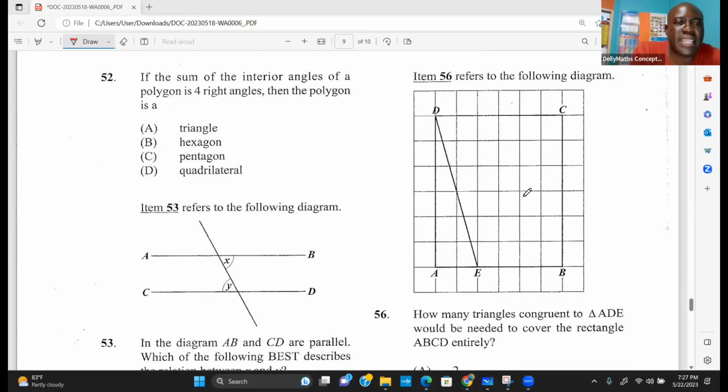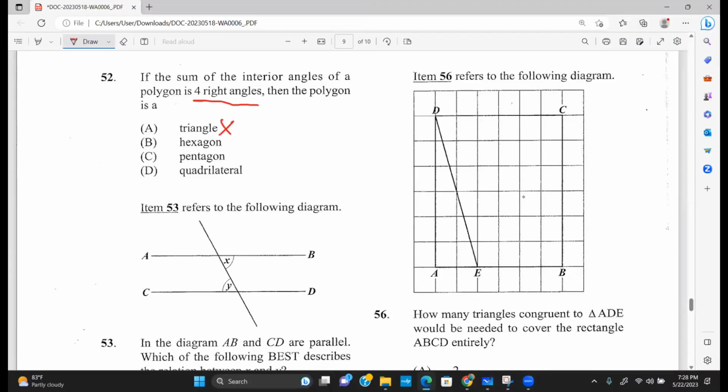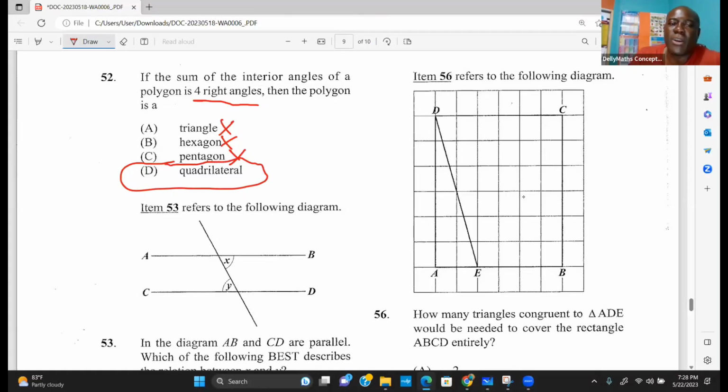52 says if the sum of the interior angles of a polygon is 4 right angles, then the polygon is what? Which one of these might have 4 right angles? Obviously a triangle can't have 4. It has to be a quadrilateral. All they want to know here is if you understand that a quadrilateral would have 4 angles all the time.